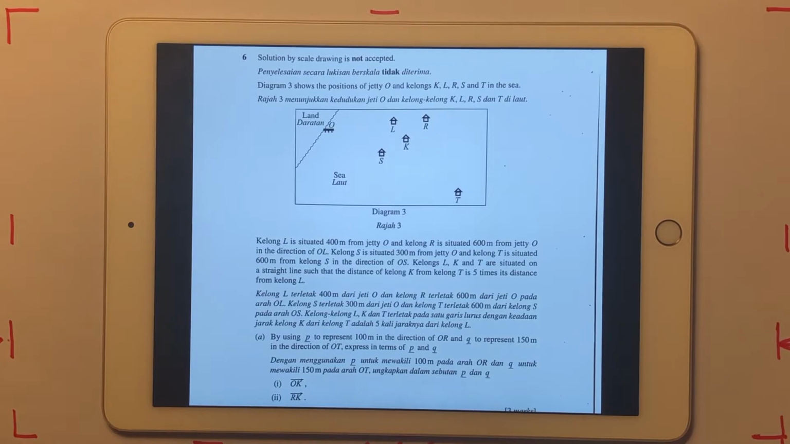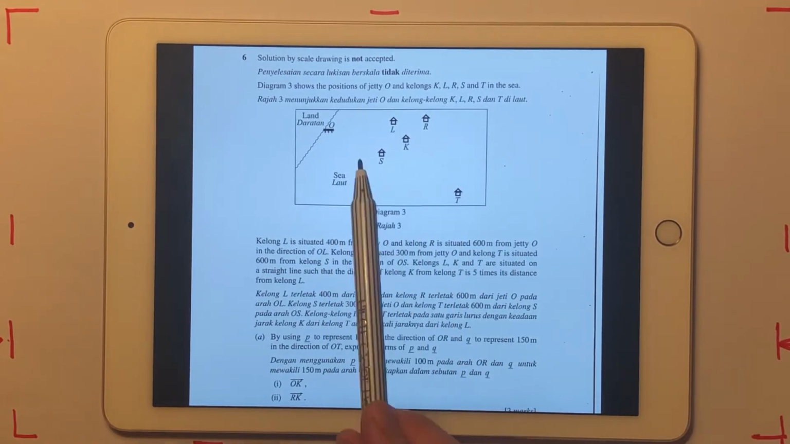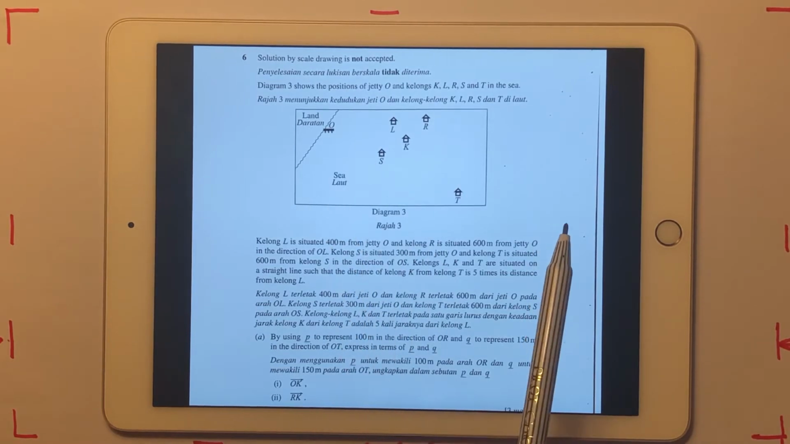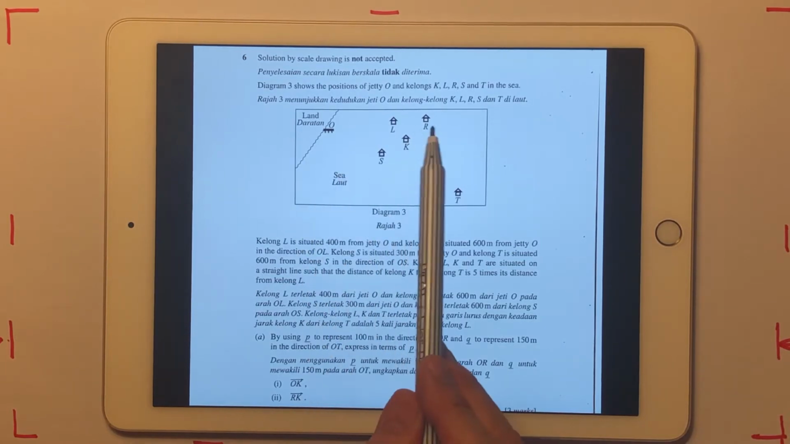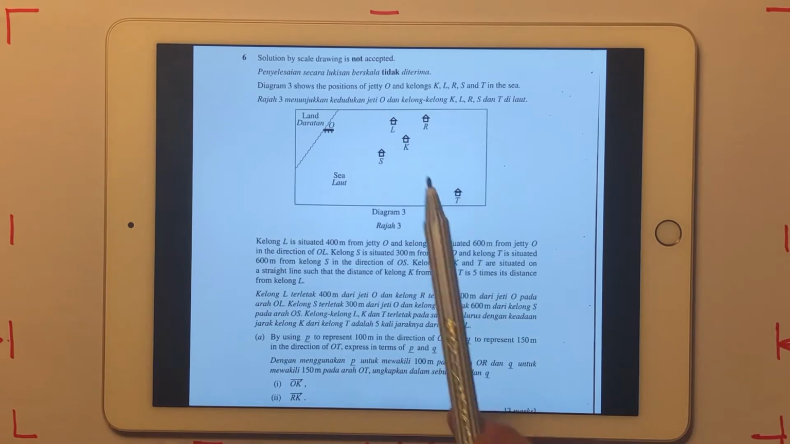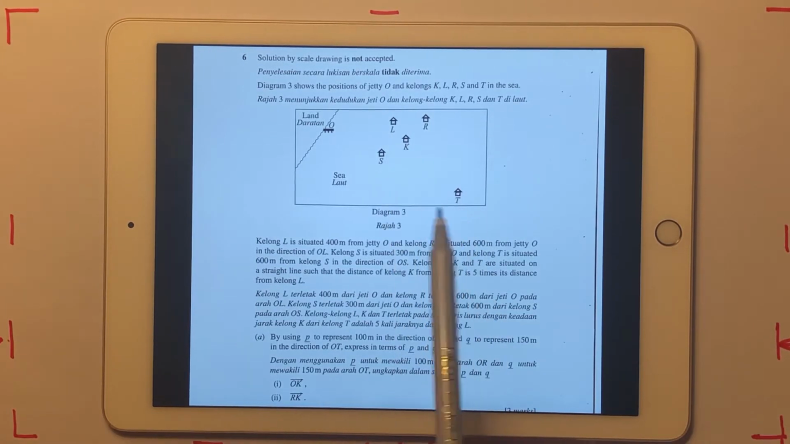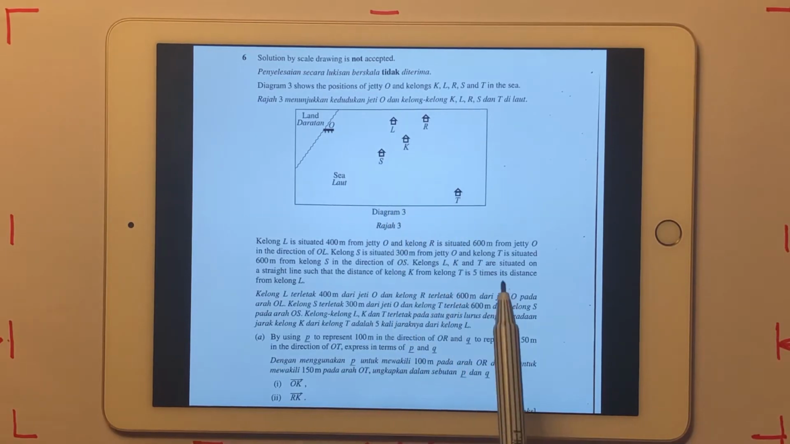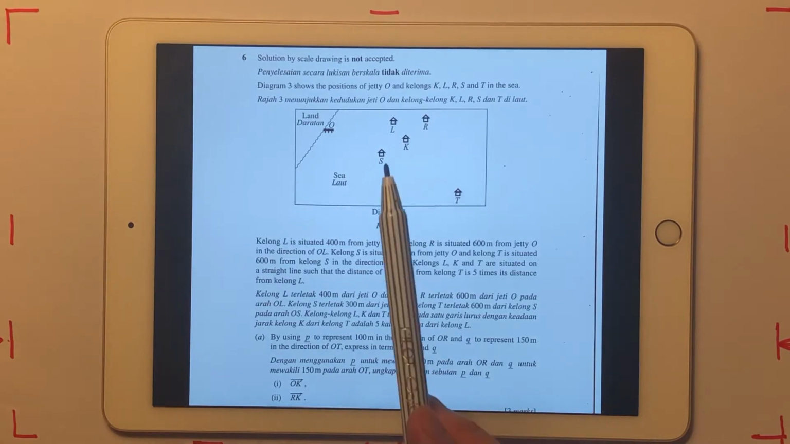Question 6. We're given a diagram and a series of points with distances from O. We're given that OL is 400, OR is 600, OS is 300, and ST, not OT, is 600. Also, we're given that L, K, T lie on a straight line, and KT is 5 times KL.